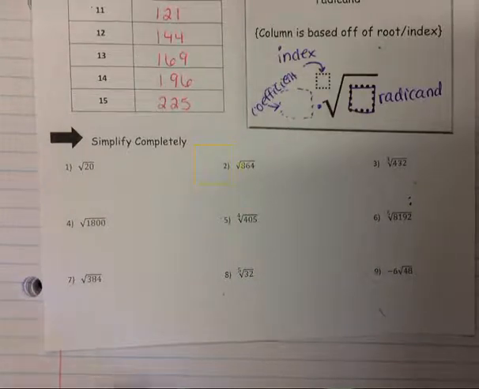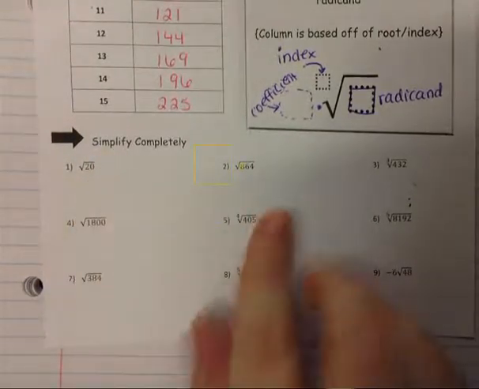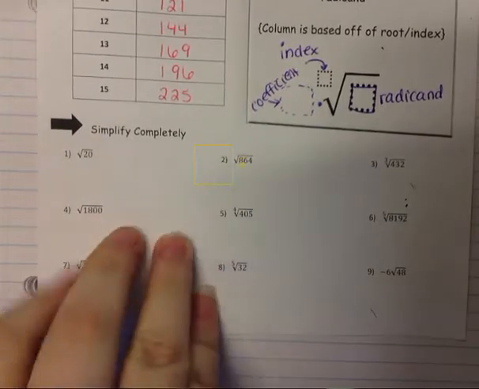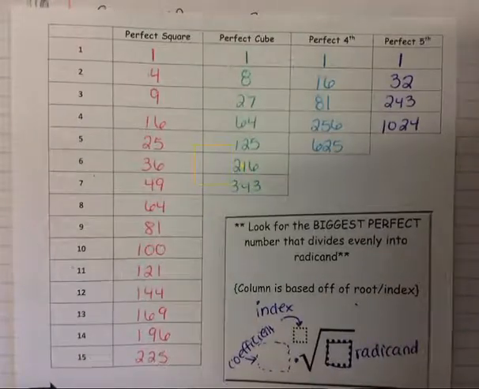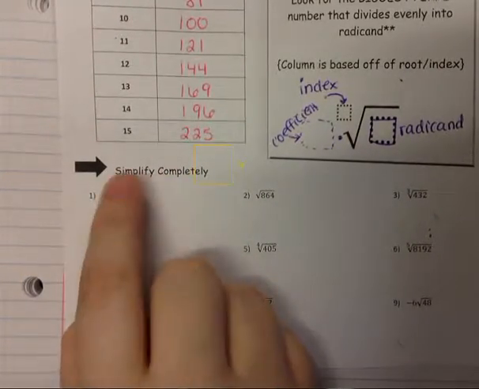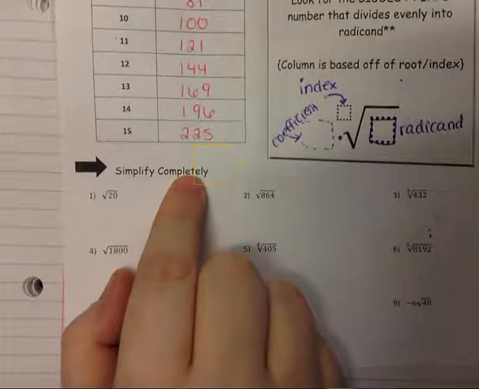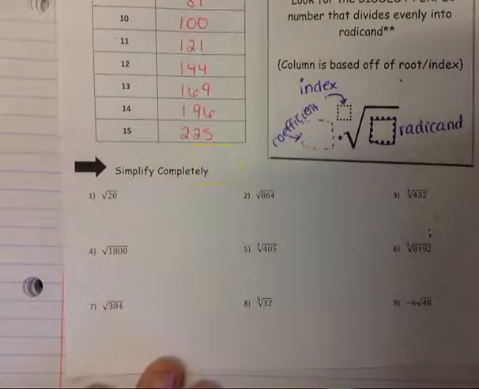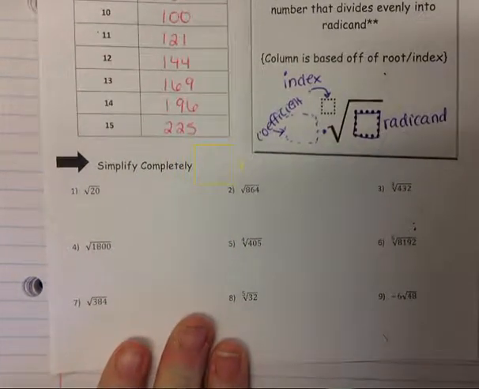This video is on simplifying radicals. I'm going to be doing some examples using the information that I've already provided in a separate video. So the directions will say to simplify completely. We have to make sure we completely simplify it so we don't have any other numbers that can simplify further.